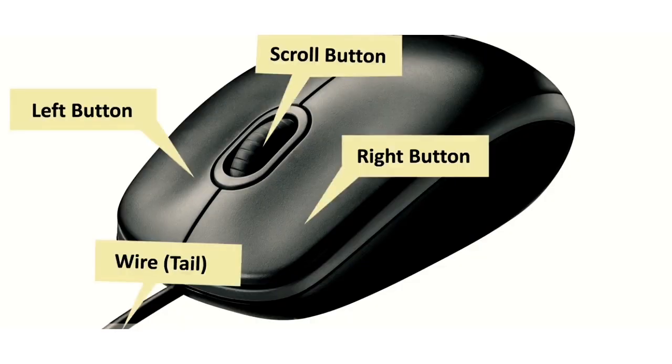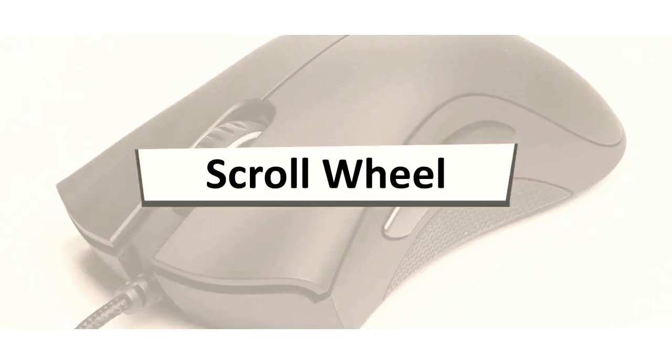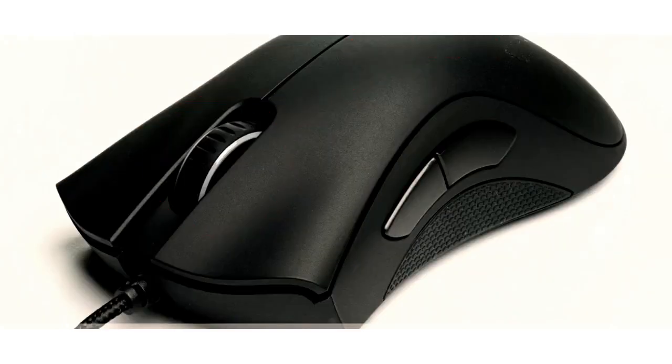Left button. The left button is used for selecting or clicking. Right button. The right button is used to open special or context menus. Scroll wheel. The scroll wheel is used to move up or down pages.